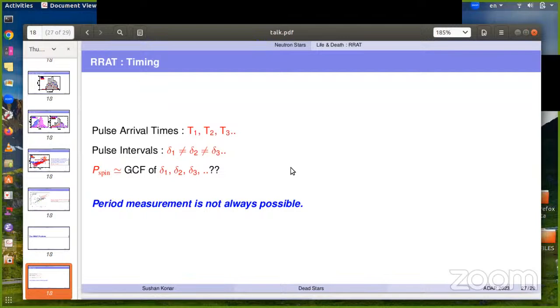Therefore, even if we know that this is an RRAT, it has shown certain pulses, and we have characteristics of the pulses which are very similar to rotation powered pulsars, we still cannot correctly calculate its spin period. So that is problem number one. Now this we cannot do anything about.